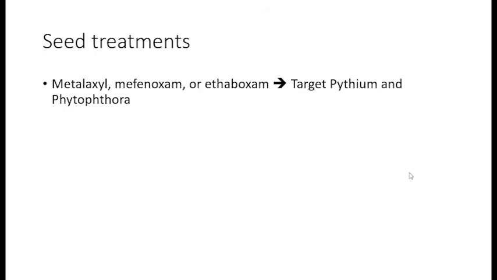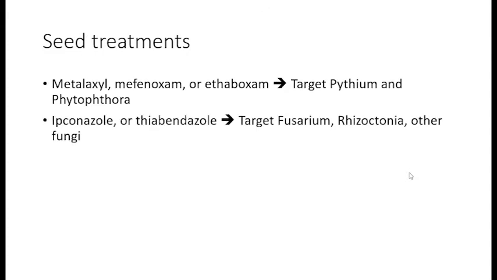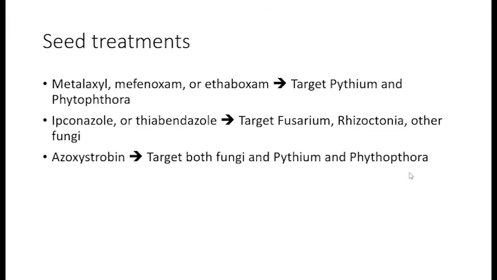So for seed treatments, again, I said they work very well. There are several active ingredients that are put on seed treatments these days for both soybeans and corn. Metalaxyl, mefenoxam, or ethaboxam are specific for Pythium and Phytophthora. Okay. Other active ingredients that you see are iconazole or thiabendazole. They target the true fungi, such as Fusarium, Rhizoctonia, and many others that were on the list of the causal agents back there. There is one that hits a little bit of both, azoxystrobin or the strobilurins. They hit both Pythium and Phytophthora, but also fungi.